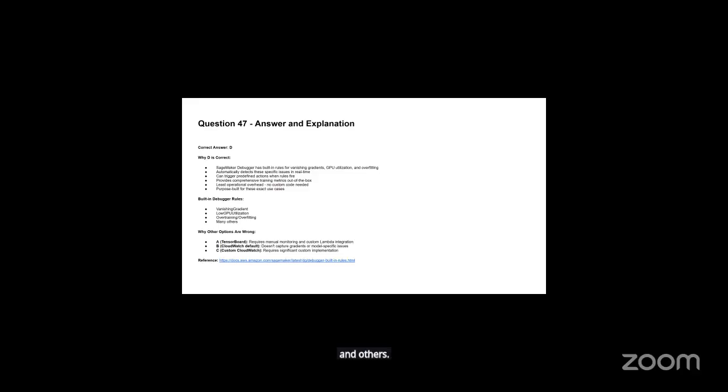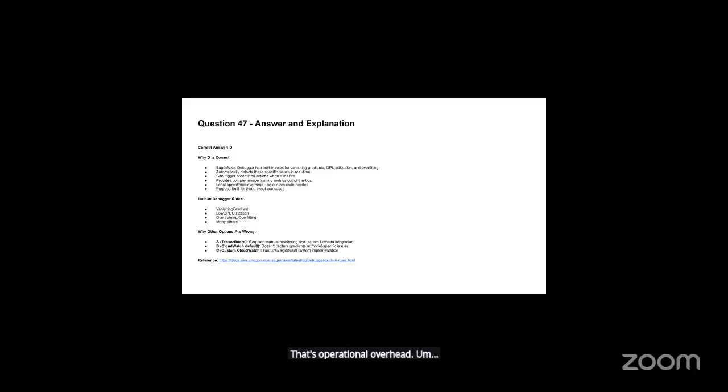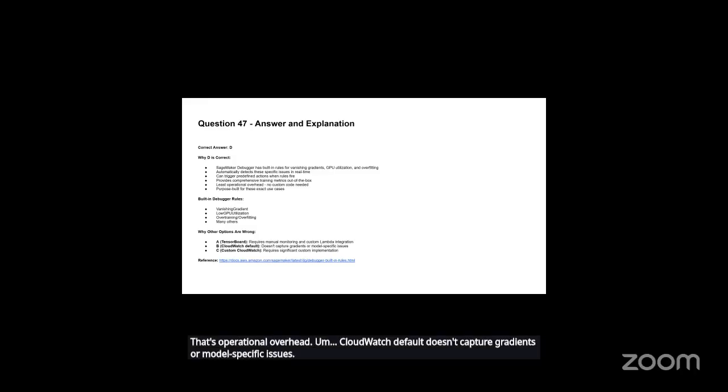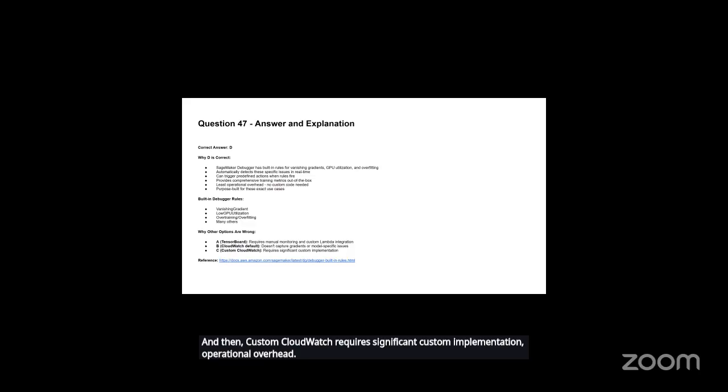Why are the other options wrong? TensorBoard requires manual monitoring and custom Lambda integration. That's operational overhead. CloudWatch default doesn't capture gradients or model-specific issues. And then custom CloudWatch requires significant custom implementation, operational overhead. Next question.